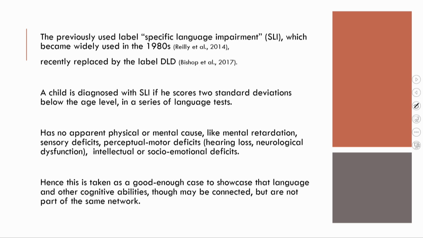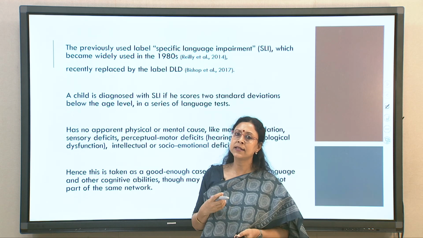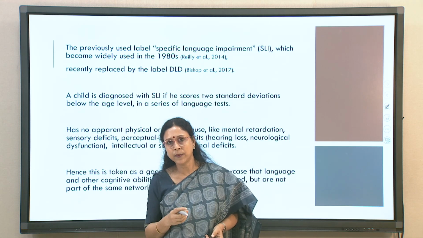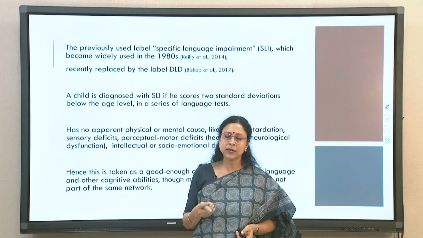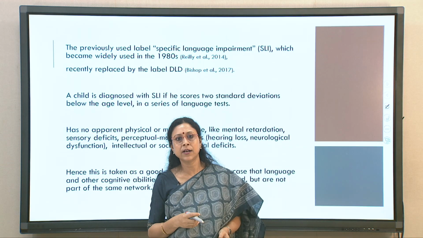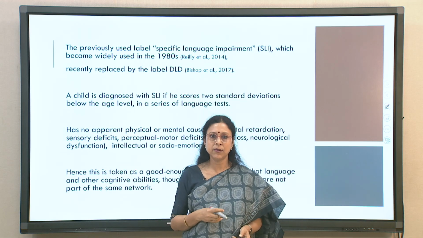A child will be diagnosed with SLI if he scores 2 standard deviations below the age level in a series of language tests. That is how we arrive at the tag of SLI. There are those tests on the basis of which, if they score 2 standard deviations below the average, then they will be considered to be falling in that category.